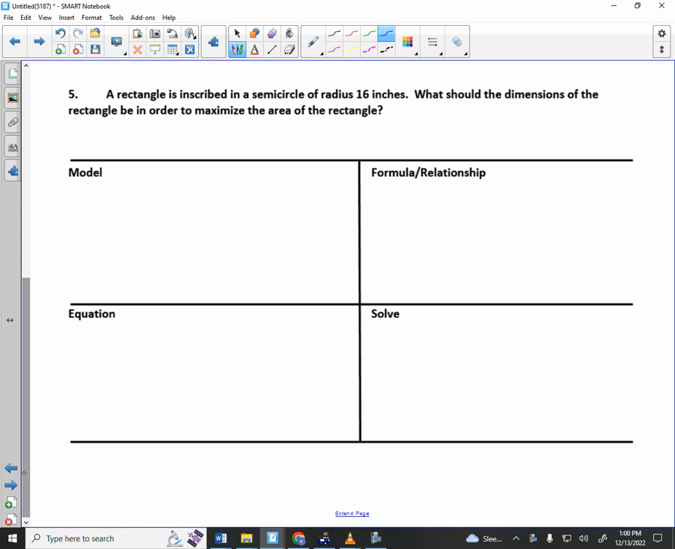A rectangle is inscribed in a semicircle of radius 16 inches. What dimensions should the rectangle be in order to maximize the area? See if you can start setting any of it up.